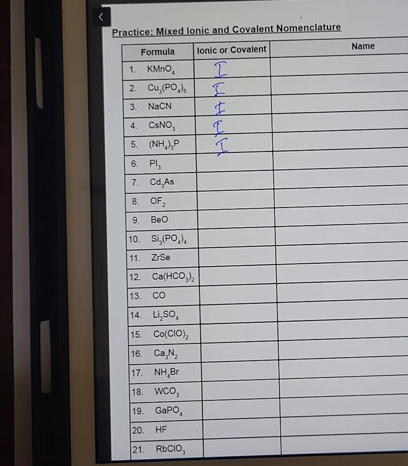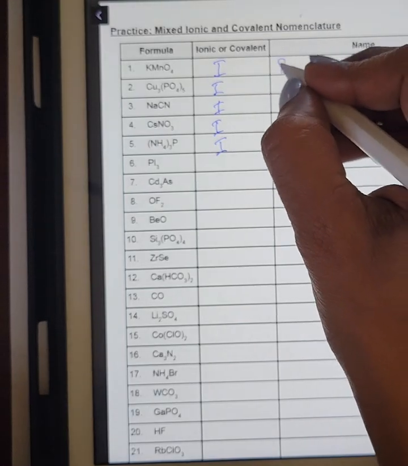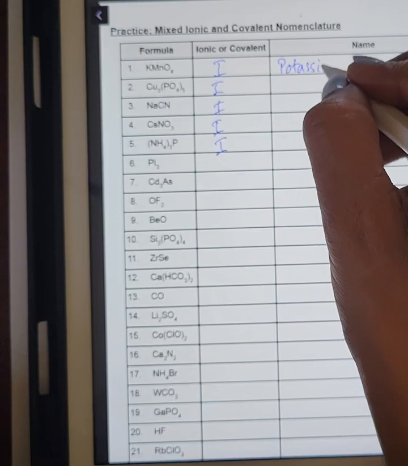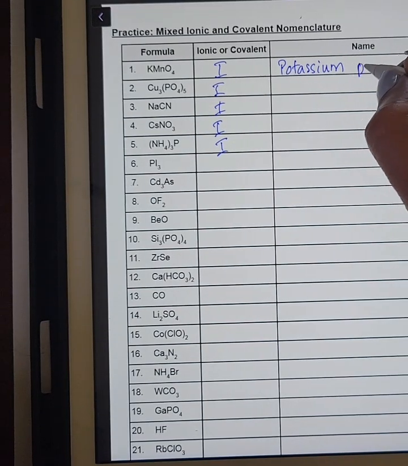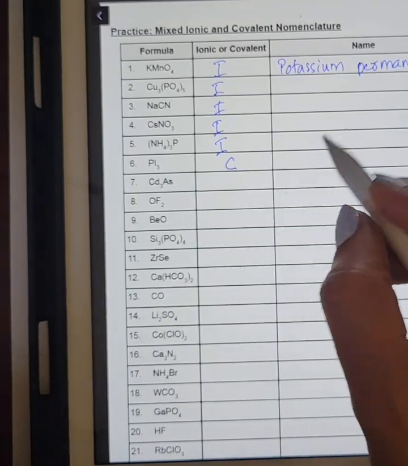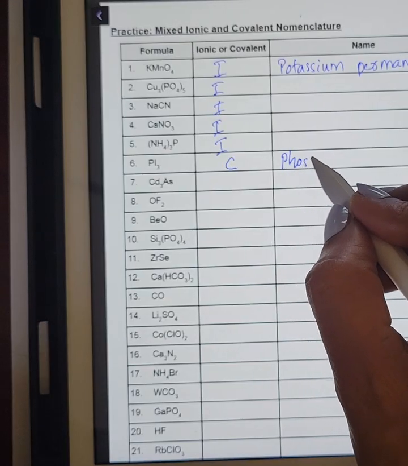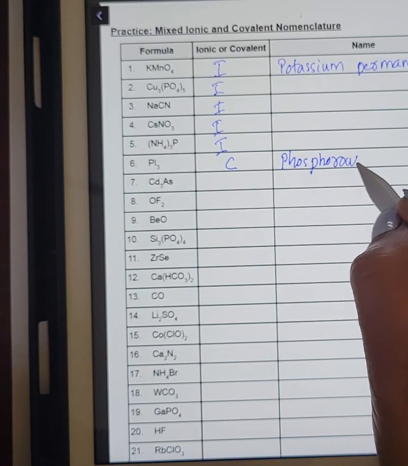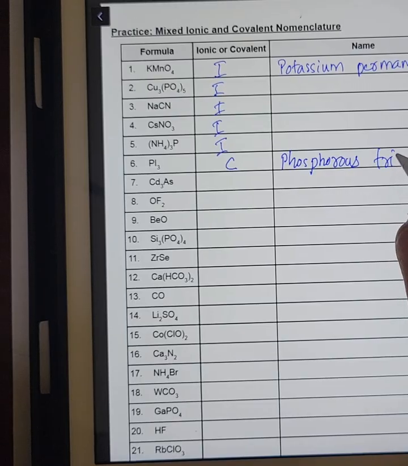All ionic compounds contain metals or polyatomic ions. Ion means that is ionic compound. That's how we are doing it. Okay. So now go ahead and write the name. Both of them have different rules. So first one, if it is an ionic compound, I would say it is just potassium permanganate. No prefixes needed there. Okay. But if it is this one, it is a covalent molecule. So you have to say phosphorus triiodide.